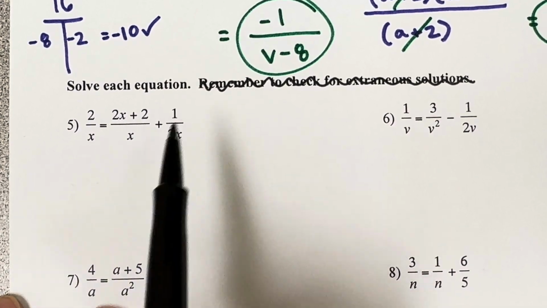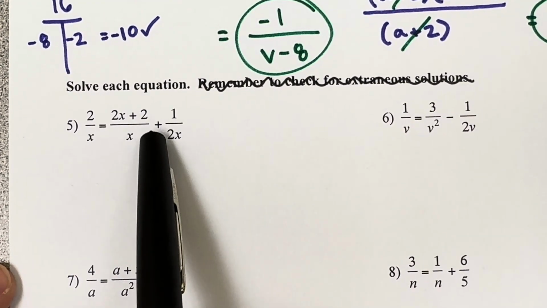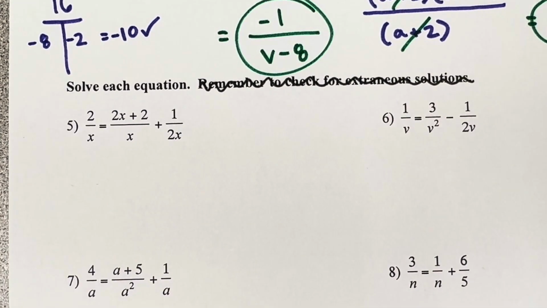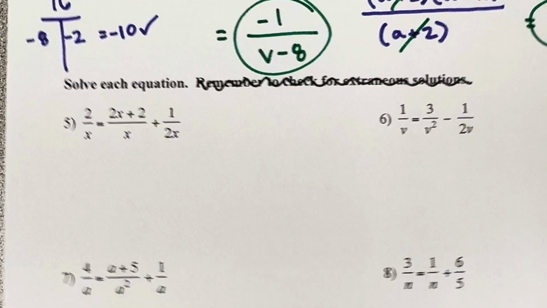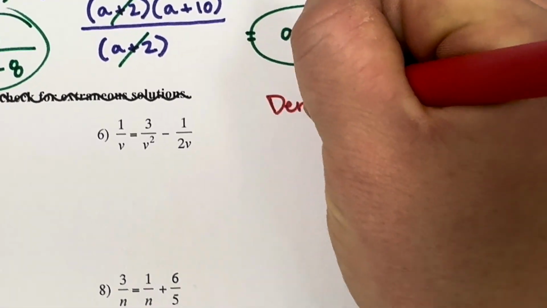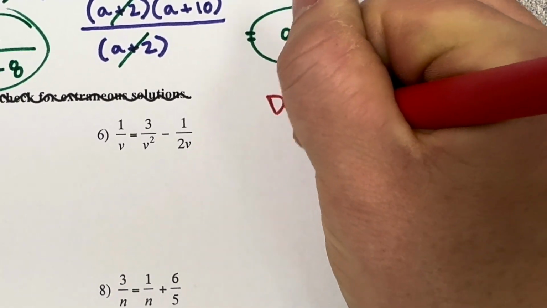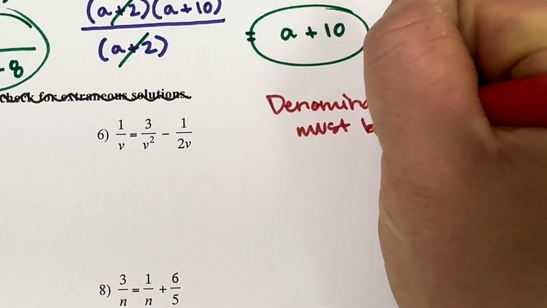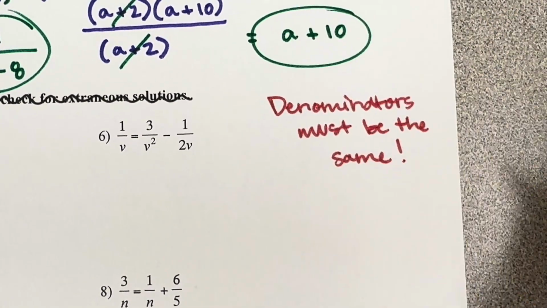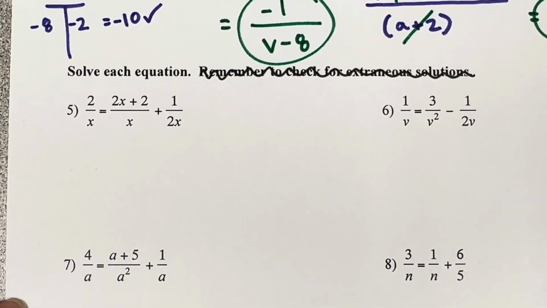Well, this is pretty intimidating, but here's the thing we have to remember. When adding or subtracting, and now with solving an equation, the denominators have to be the same. So let's go ahead and put that note on our paper. Denominators must be the same in order to solve. Okay, so let's go ahead and take a look at number 5.